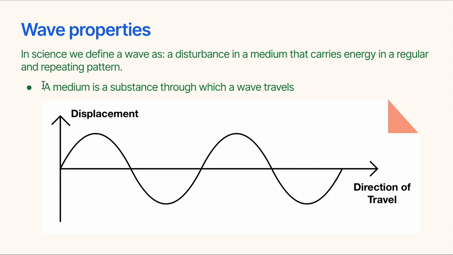It's also important to note that in our definition we said medium. A medium is a substance through which a wave travels. So if your wave is traveling in the air, air is the medium. If it's in the water, water is the medium.